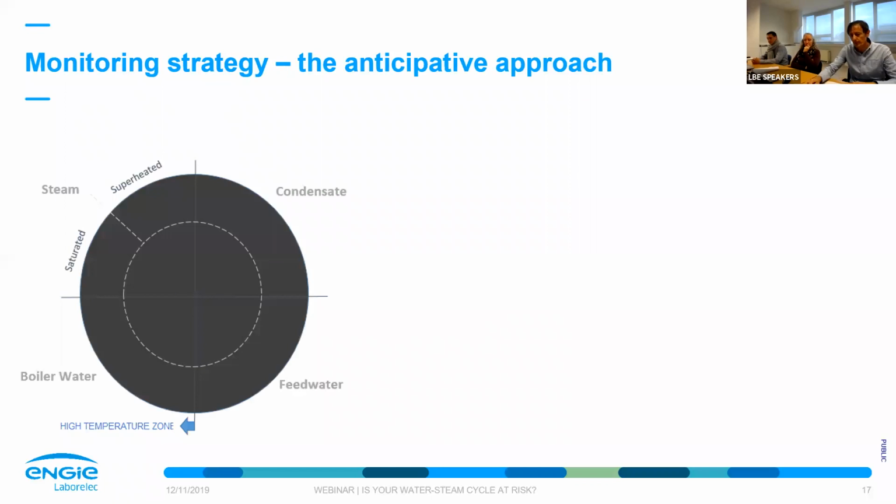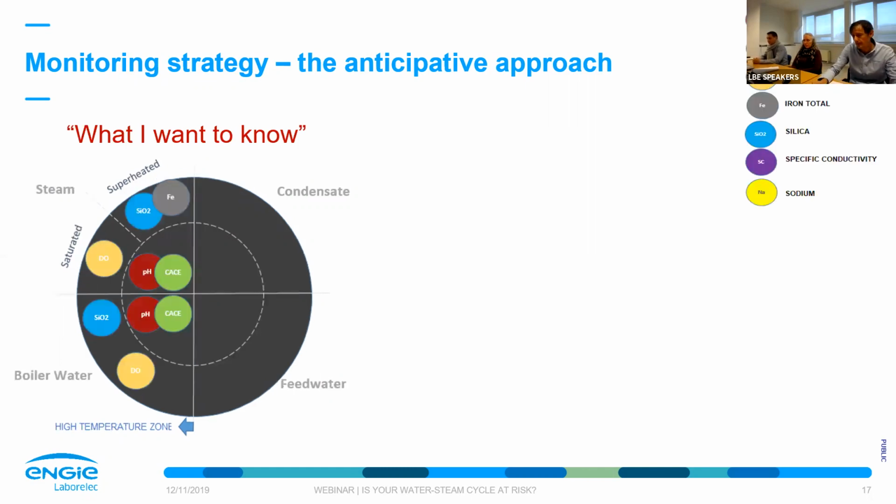So if this circle is representing a water steam cycle with its 4 segments, condensate, feed water, steam, and boiler water, then the big question is how I can protect my high capex components, especially when they are exposed to high temperatures. That's the reason why most of the parameters I like to know are situated on the left side of the circle, the boiler water side and the steam side, where you find the boiler and the steam turbine.